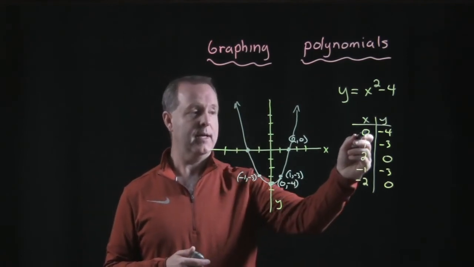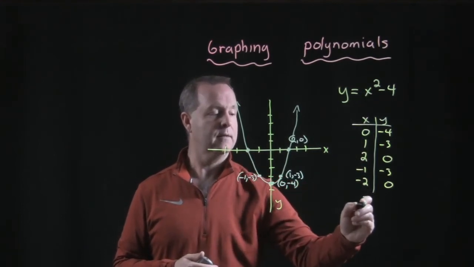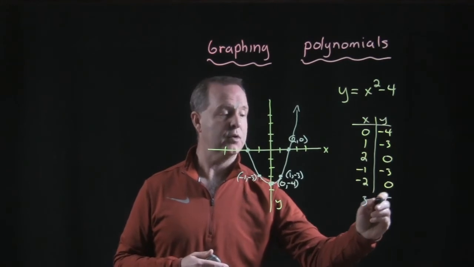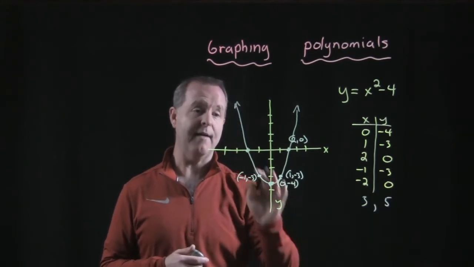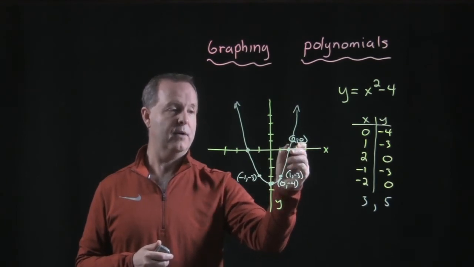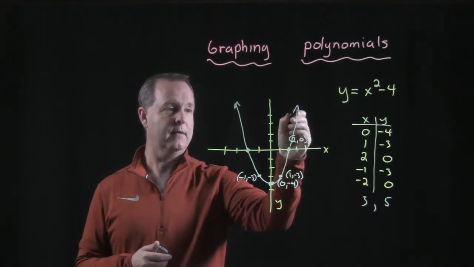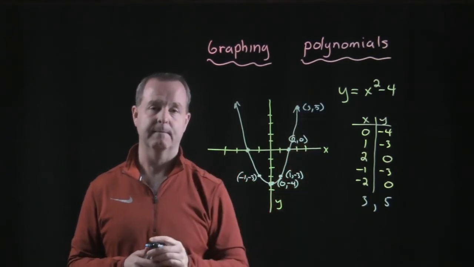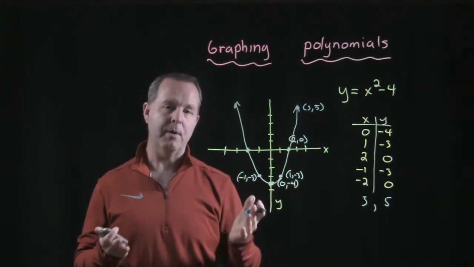So for example, if we put in 3, 3 squared is 9, 9 minus 4 is a 5. So I would expect the point 3, 5 to be on this graph. So over 3, 1, 2, 3, up 5, 1, 2, 3, 4, 5. So there is my point 3, 5. So that's how we graph polynomials.